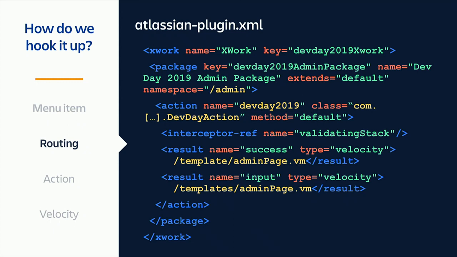This handles URL routing. And concentrating on the text highlighted in yellow, what we have is, when we see references to admin/devday2019.action, this causes the server to invoke the devDayAction class, and then it renders our admin page.vm velocity template. Simple enough.